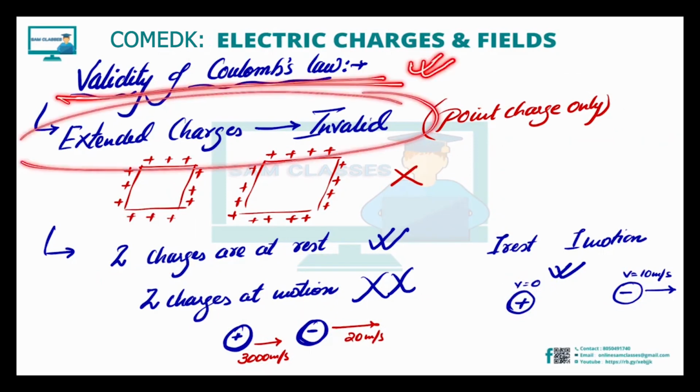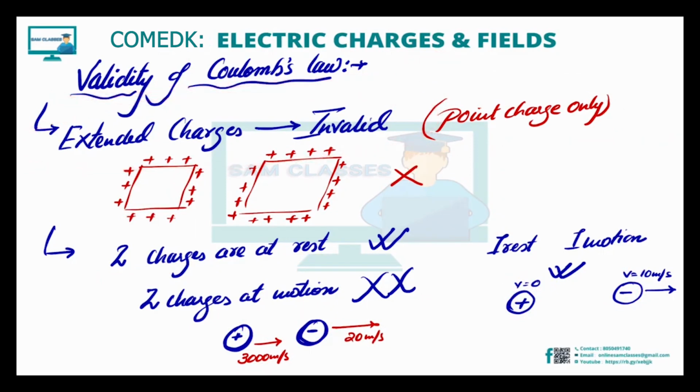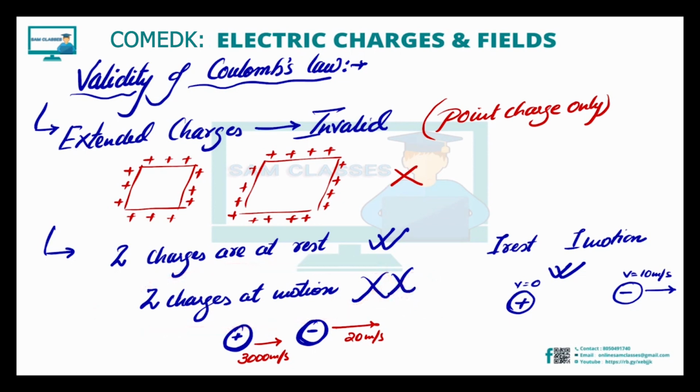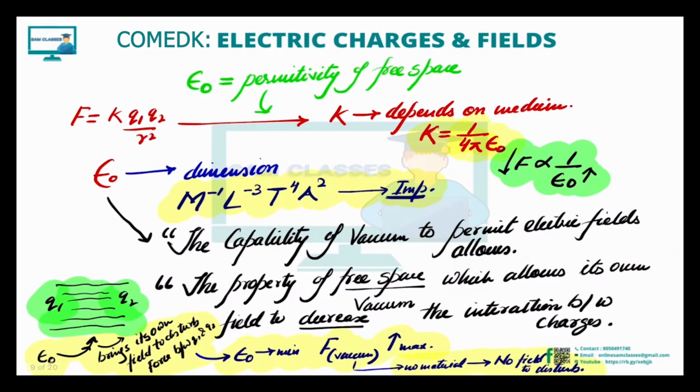So understand the validity, where we can apply. First thing, very simple: if it is two big charges or two extended charges, not point charges, like an extended body, then in that case scenario we won't be able to apply it properly. And the second case is if two charges are in motion, then we won't be able to apply it. Very important.